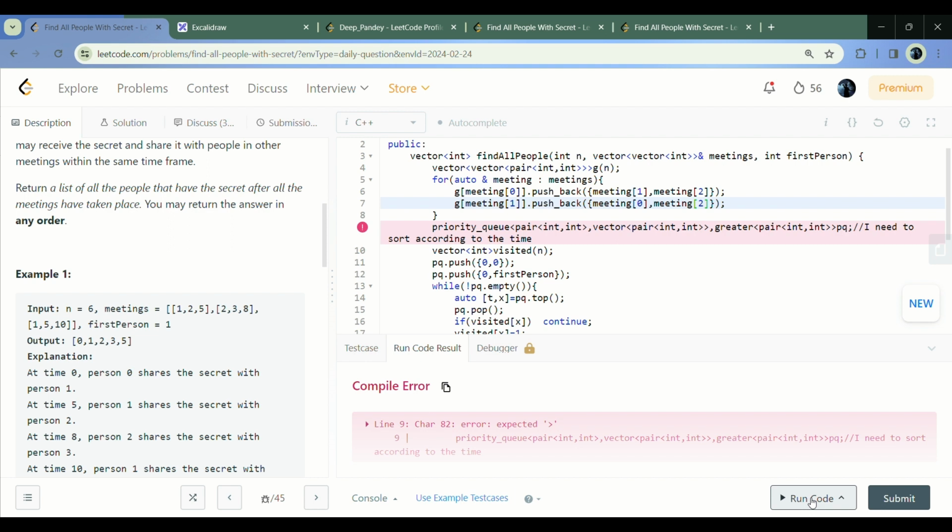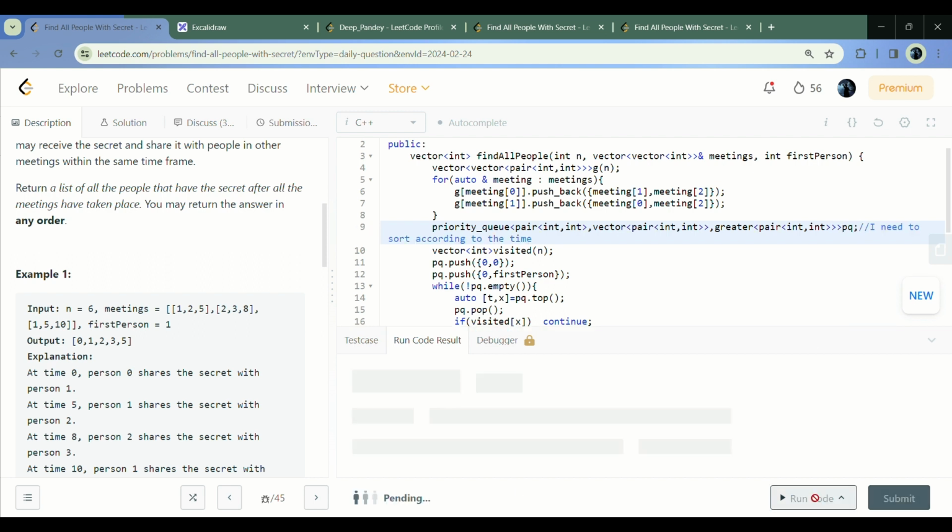Okay, it is giving an error here. I need to sort. Okay, expected one angular bracket is missing somewhere. So this bracket starts here, this bracket ends here. Then vector pair int comma int. After that, one bracket of vector pair is closing, and we pass greater pair int comma int here. Now here we have to close the first bracket we have opened. Okay, so now it's correct, I guess.